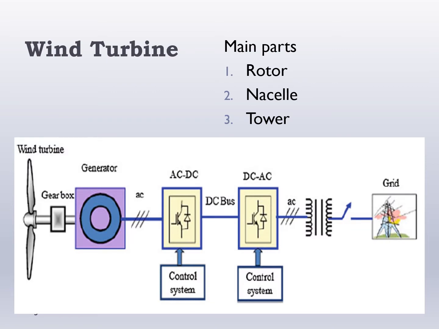The figure shows the interconnection of wind energy conversion systems. Wind energy conversion systems convert wind energy into electrical energy by employing a wind turbine and an induction generator. The wind turbine is coupled with the induction generator through a multiple ratio gearbox. The major parts of a wind turbine are the rotor, the nacelle, and the tower.